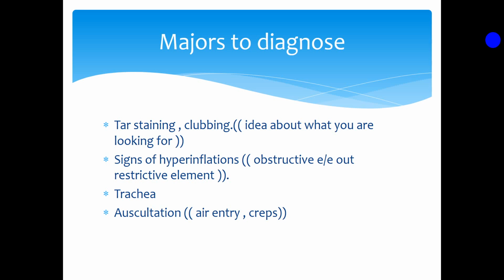restrictive element. You should look for the trachea, the position of the trachea, if it's shifted or not, and the auscultation, air entry and crepitation. Thus, the vocal resonance and the chest expansion and chest percussion would not have beneficial elements in the exam, so just run through it to save your time.